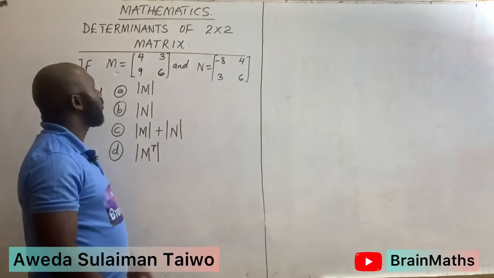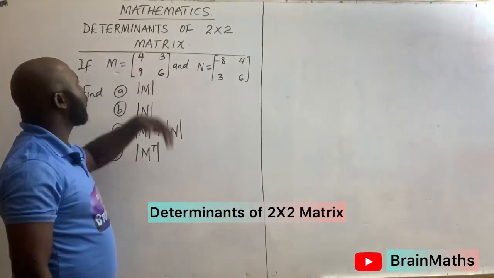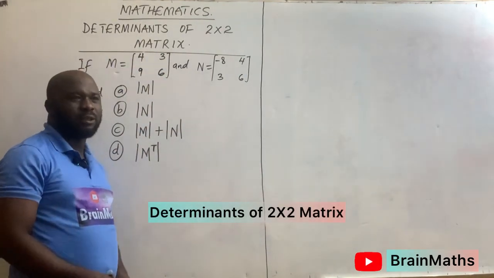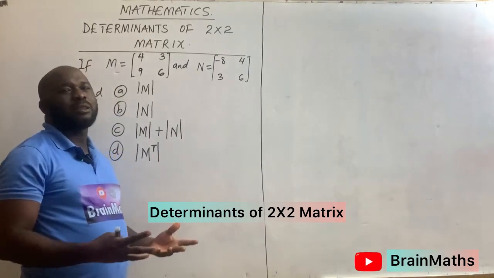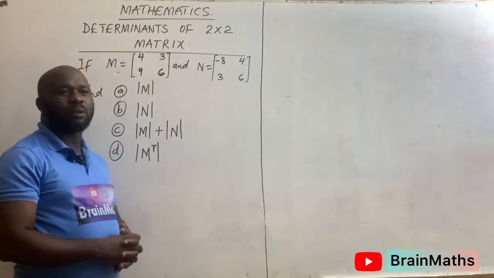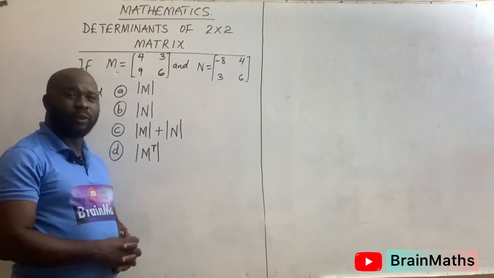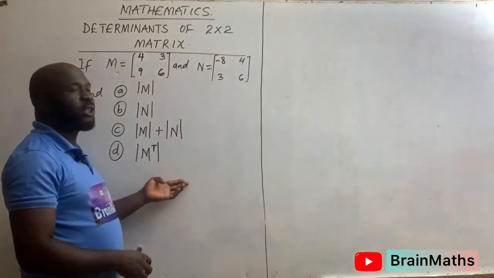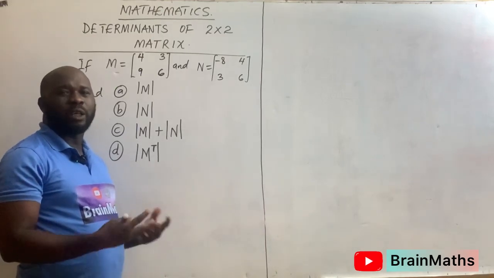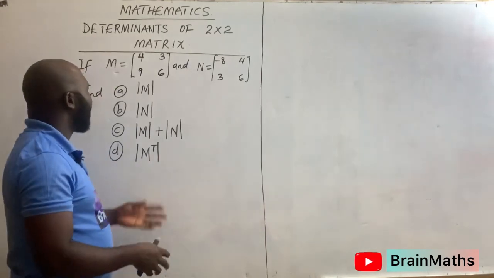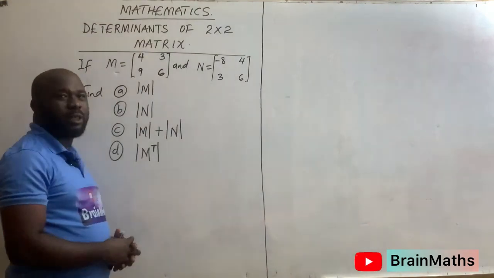In this video, we want to look at the determinants of a 2 by 2 matrix. The way we find the determinants of 2 by 2 is different from how we do it when it comes to 3 by 3. But what we'll be doing in 2 by 2 will help us greatly when we get to 3 by 3. So we have to pay attention to what we'll be doing here.